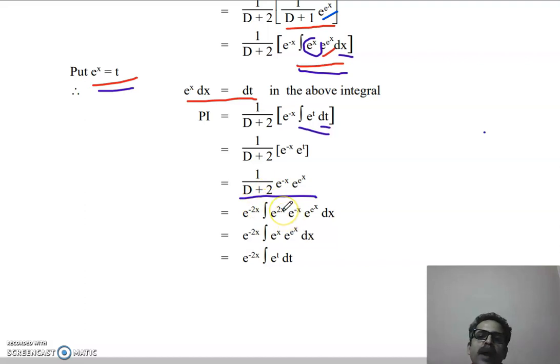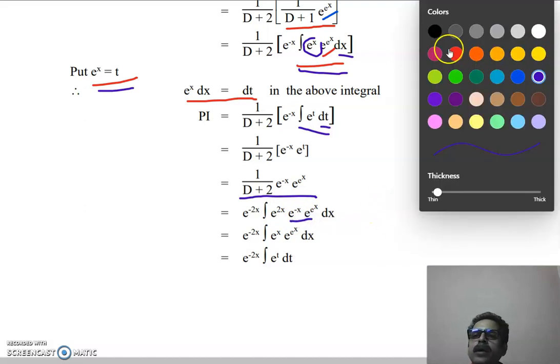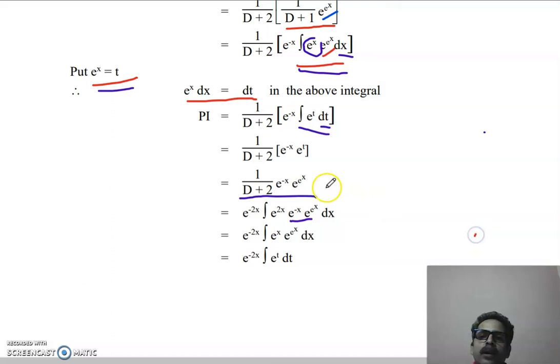Integral e raised to minus alpha x, so e raised to minus 2x, so it became e raised to 2x. And this actually stands for f of x. You can see that this is the f of x, and this f of x is now present here. And this alpha is minus 2. So e raised to alpha x, integral e raised to minus alpha x, and this is the f of x. Now what will happen here? E raised to 2x, e raised to minus x became e raised to x.